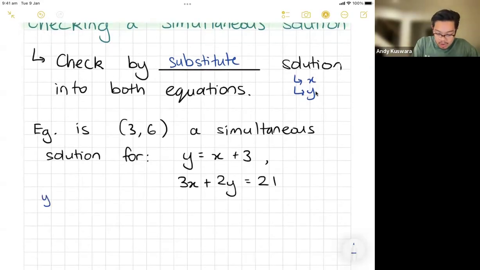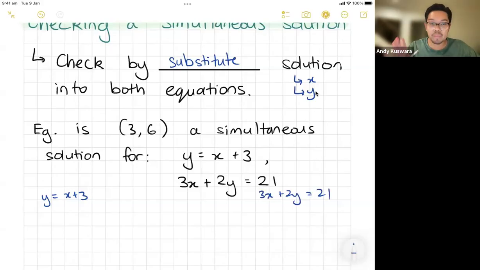So I'm going to talk about y equals x plus 3 on this side, and I'm going to talk about 3x plus 2y equals 21 on this side, because I need to check both. It must work for both. Sometimes it'll work for one and it won't work for the other. It is not a solution. Sometimes it'll work for none of them. Definitely not a solution. But if it works for both, it is a solution.